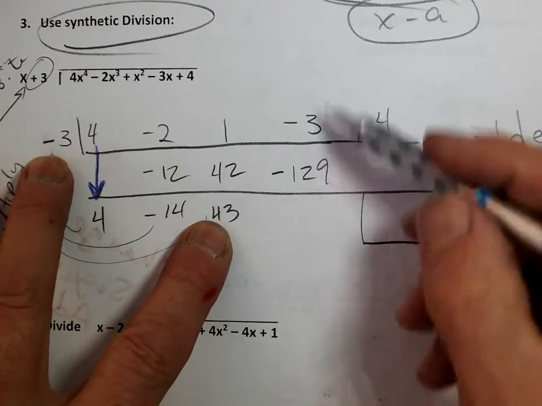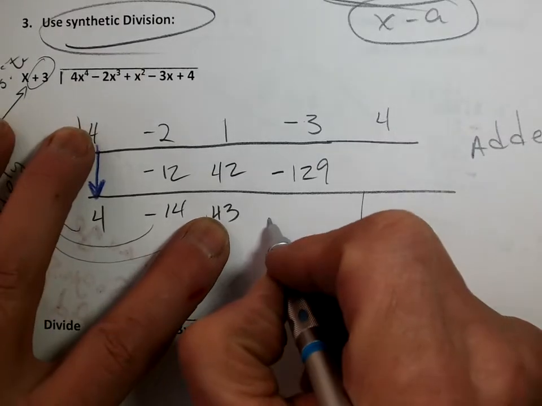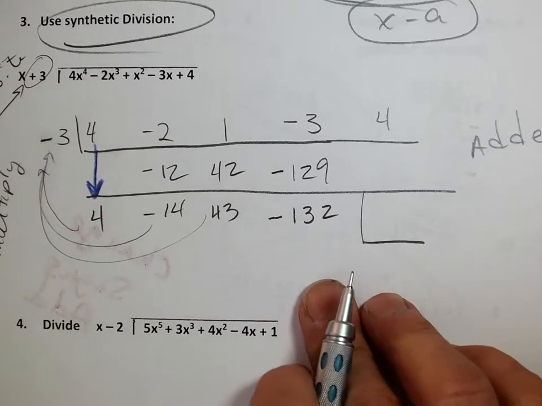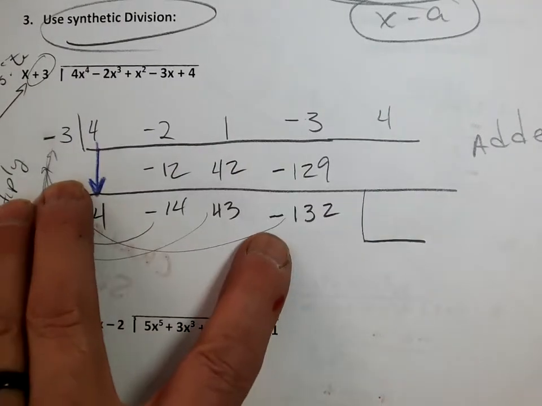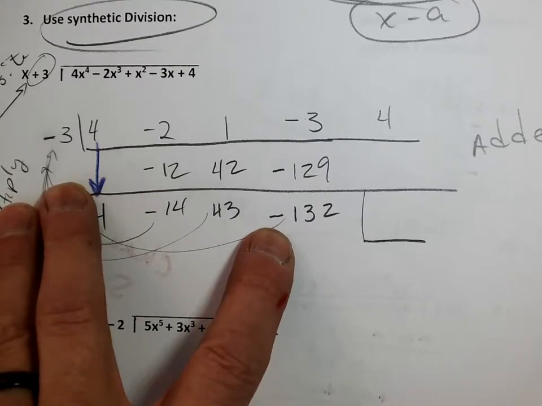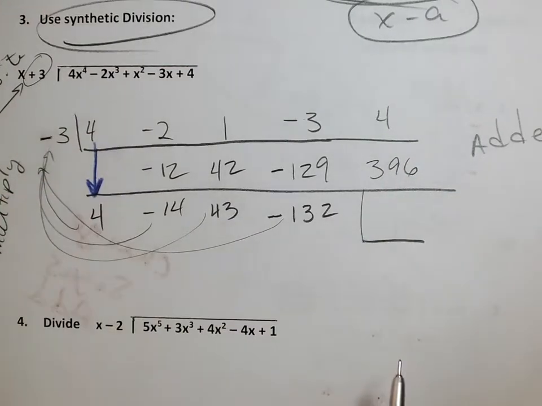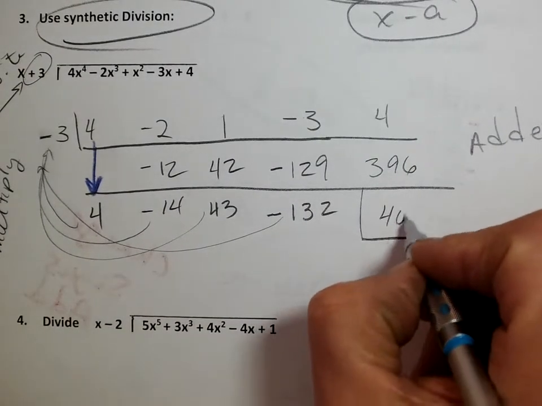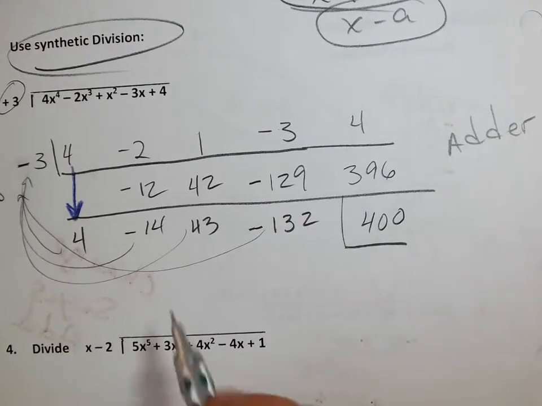And then this is my adder line. What's negative 3 plus a negative 129? I think these numbers we had on the previous page, didn't we? I recognize these numbers. Okay, so then I multiply. What is 132 times 3? And I get a positive 396. And then I add, 400. Now these numbers represent the coefficients to x's.